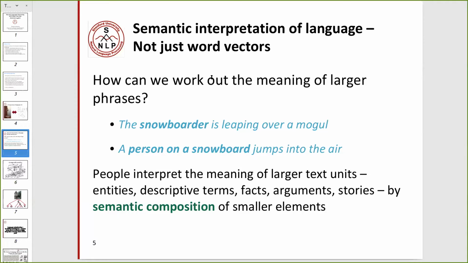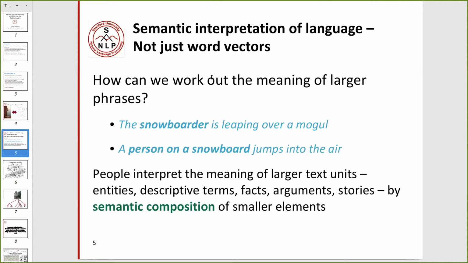Now, for us humans, it is pretty intuitive to make sense of these 2 sentences. The snowboarder is leaping over a mogul. A person on a snowboard jumps into the air. So for a machine to understand a sentence like this, we have to break the sentence into individual words, and then every word has its own word representation. So that's how we break it down.